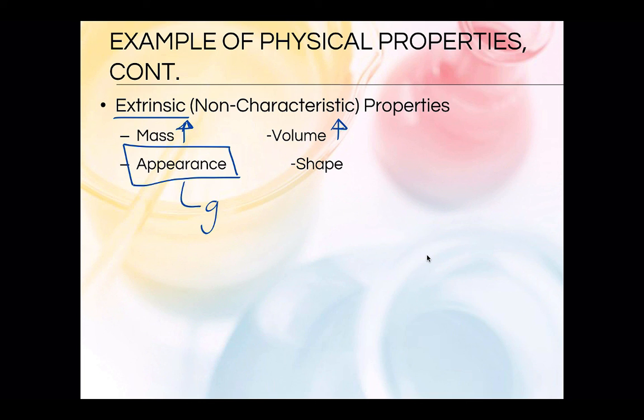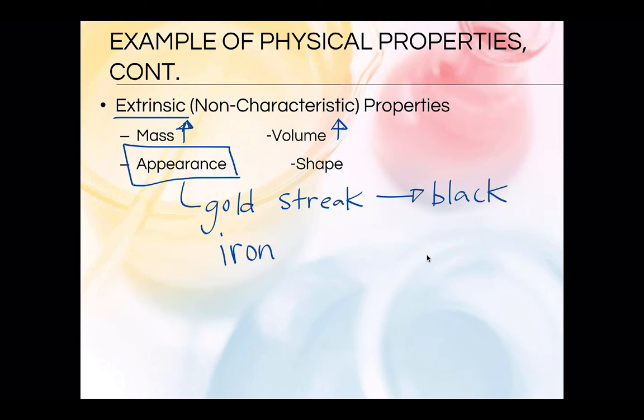For example, if I have gold on a streak plate, the gold streak is going to have a black appearance. But if I look at gold as a big lump of metal, then it's gold colored and really shiny. But the streak that it leaves behind on a streak plate is black. You might also know that iron on a streak plate is red. Iron doesn't look red, it looks sort of dark gray and a little bit dull, not super shiny.